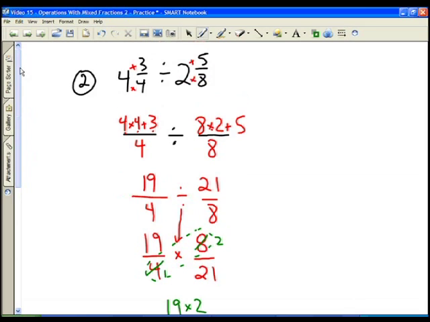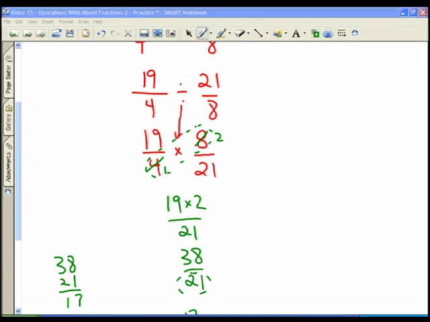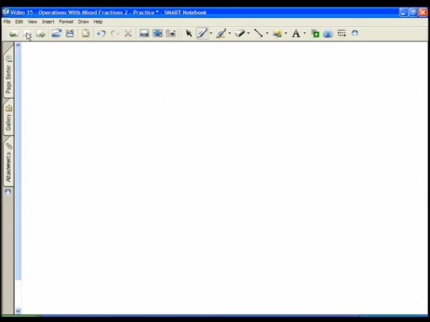So that gives you an idea of how to divide mixed fractions. And finally, let's take a look at an example that's involving both multiplication and division. So if we have 1 1/4 divided by 2 3/8 times 2 1/2.